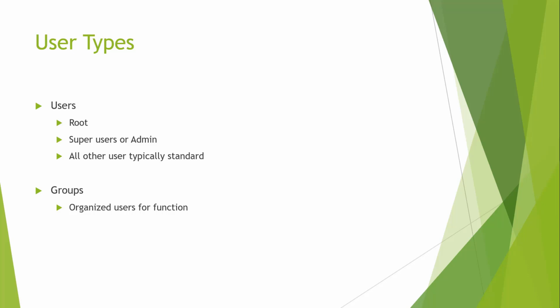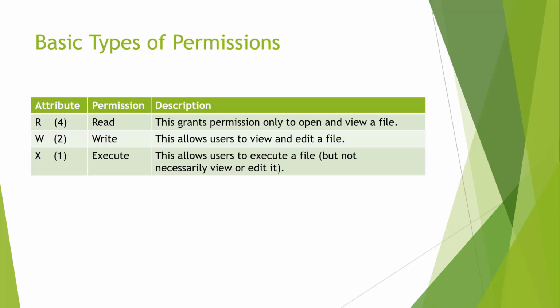When we're looking at what type of permissions a user has, they are normally shown as either a number or a value: R, W, or X. For example, if they can read, it's the number 4. If they can write, it's the number 2. If they can execute, it's the number 1. If they can read and write, it's going to be 4 and 2.